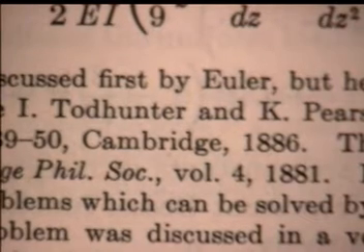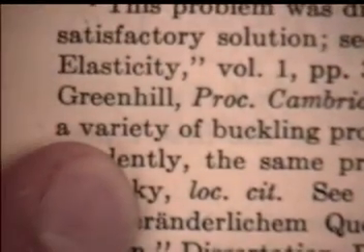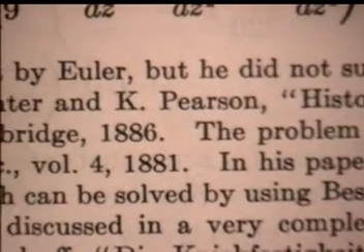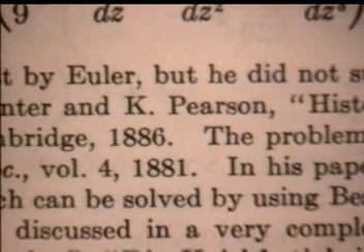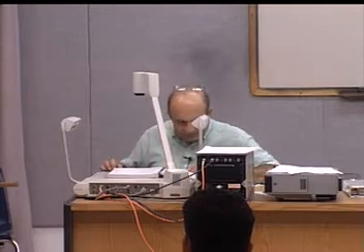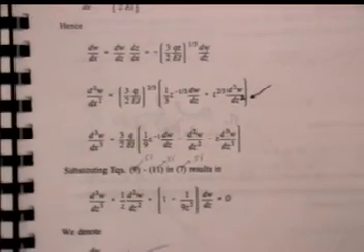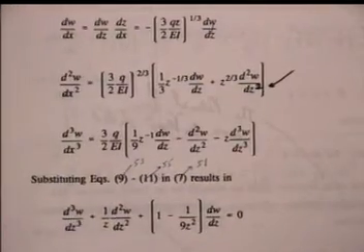Okay. Now, this problem was solved by Greenhill. I think I have his paper: Proceedings of the Cambridge Philosophical Society, Volume 4, 1881. Etc., etc. There is at least one problem which Euler did not solve correctly, but I personally did not recall that this problem was not solved by him correctly.